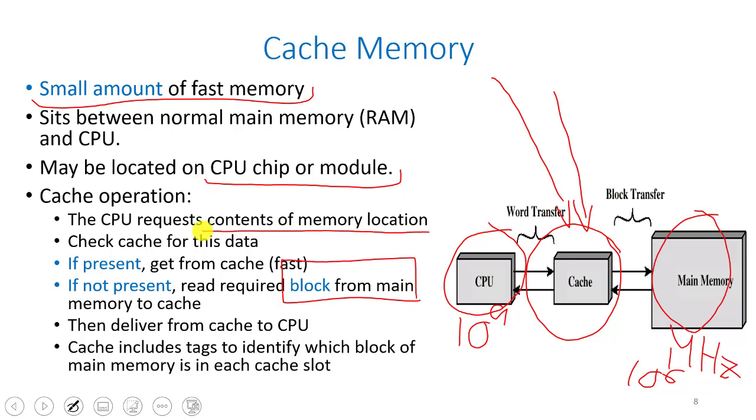The CPU wants some information. Check the cache for data. If the data is present, meaning we have the information in the cache, send it to the CPU and we get the information very fast. If not present, read the required block from main memory into the cache, meaning take the full block of information, put it in the cache, then deliver to the CPU. Now, once the block is available in the cache, next time you need information related to that previous byte, you will find it in the cache. This makes the cache extremely fast.